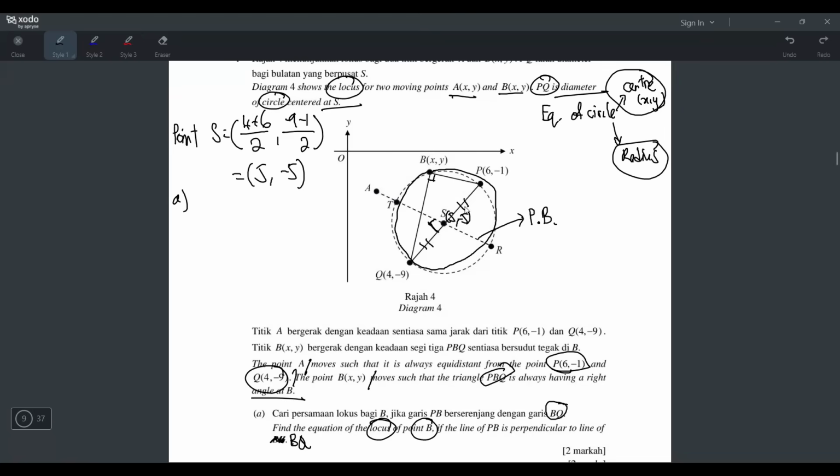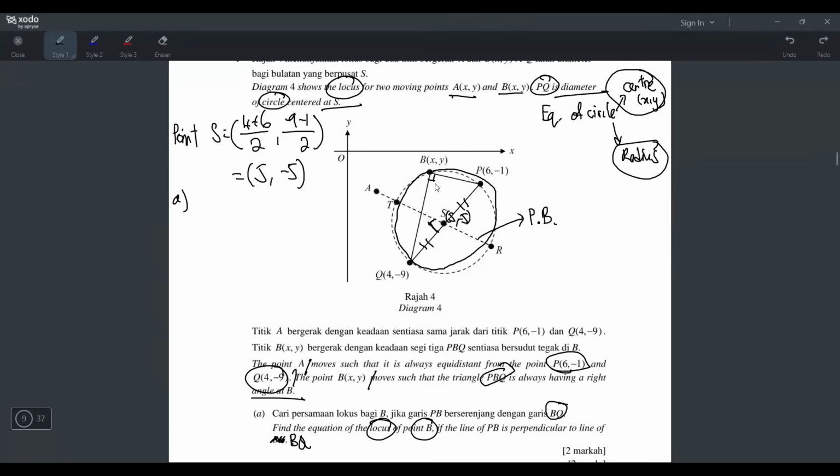Center is already there, but radius is not. But the radius you can find by using distance formula here. And after you get the distance, you will get square root 17 for the distance. And then you will use the distance formula one more time to find the locus B. You find the distance of BS equals to square root 17. Okay, that's the first method.